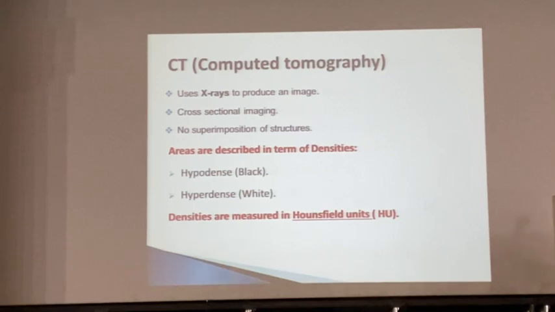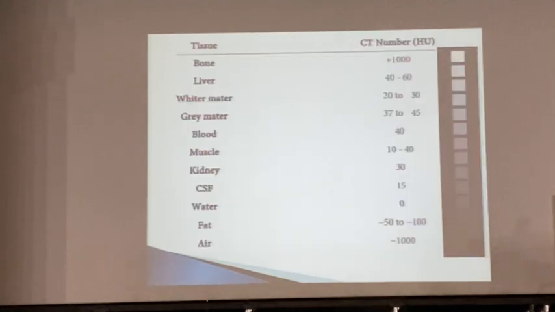If the area is dark, it is hypodense. If it is white, it is hyperdense. The density here is measured in Hounsfield unit. Some say Hounsfield units. They are the same. Length is measured in meters. Here, the attenuation of X-ray is measured in terms of Hounsfield units, marked as HU. We have thousands of Hounsfield units that can be differentiated by CT scan, while X-ray has only basic densities.